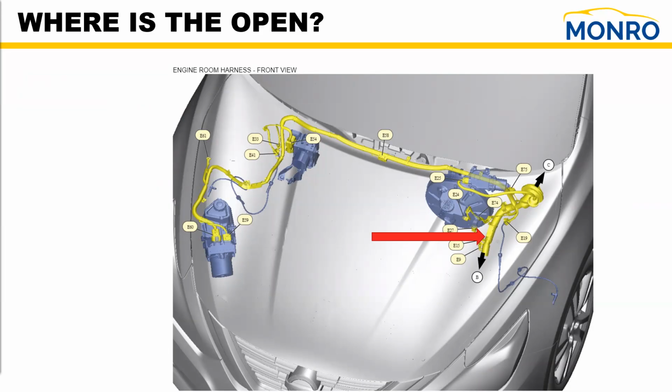When you look at a wiring harness like this one, that's literally bolted up to the firewall all the way around the vehicle, where is it going to break? It's going to break right there at the arrow where it flexes.